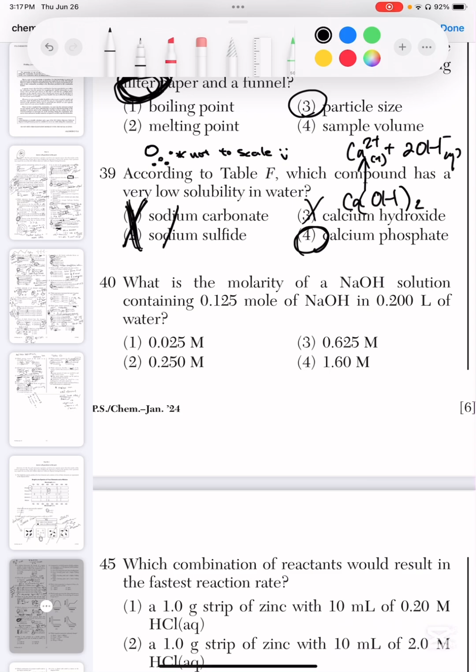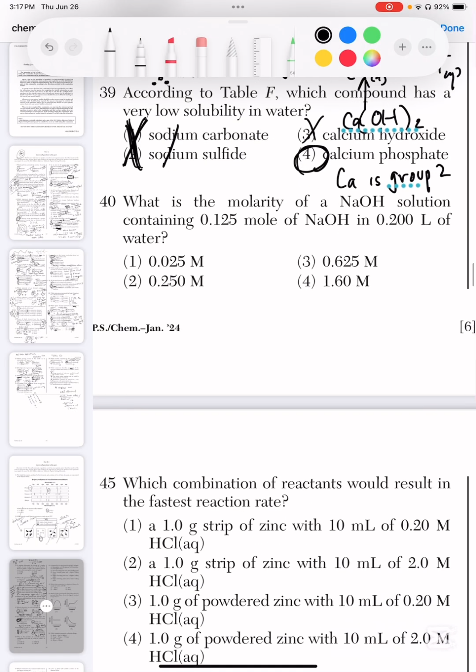It's just 4. You can also just tell by looking at table F. It says phosphates are generally insoluble except when combined with group 1 or ammonium. Calcium is not group 1, calcium is group 2, so it's not an exception to the insolubility of phosphate.